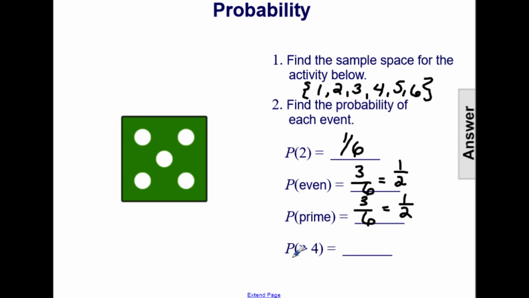Finally, let's look at the probability of getting a number greater than 4. So now we look at our sample space and we see 5 and 6 are the only options. So 2 out of 6 would give us 1/3.